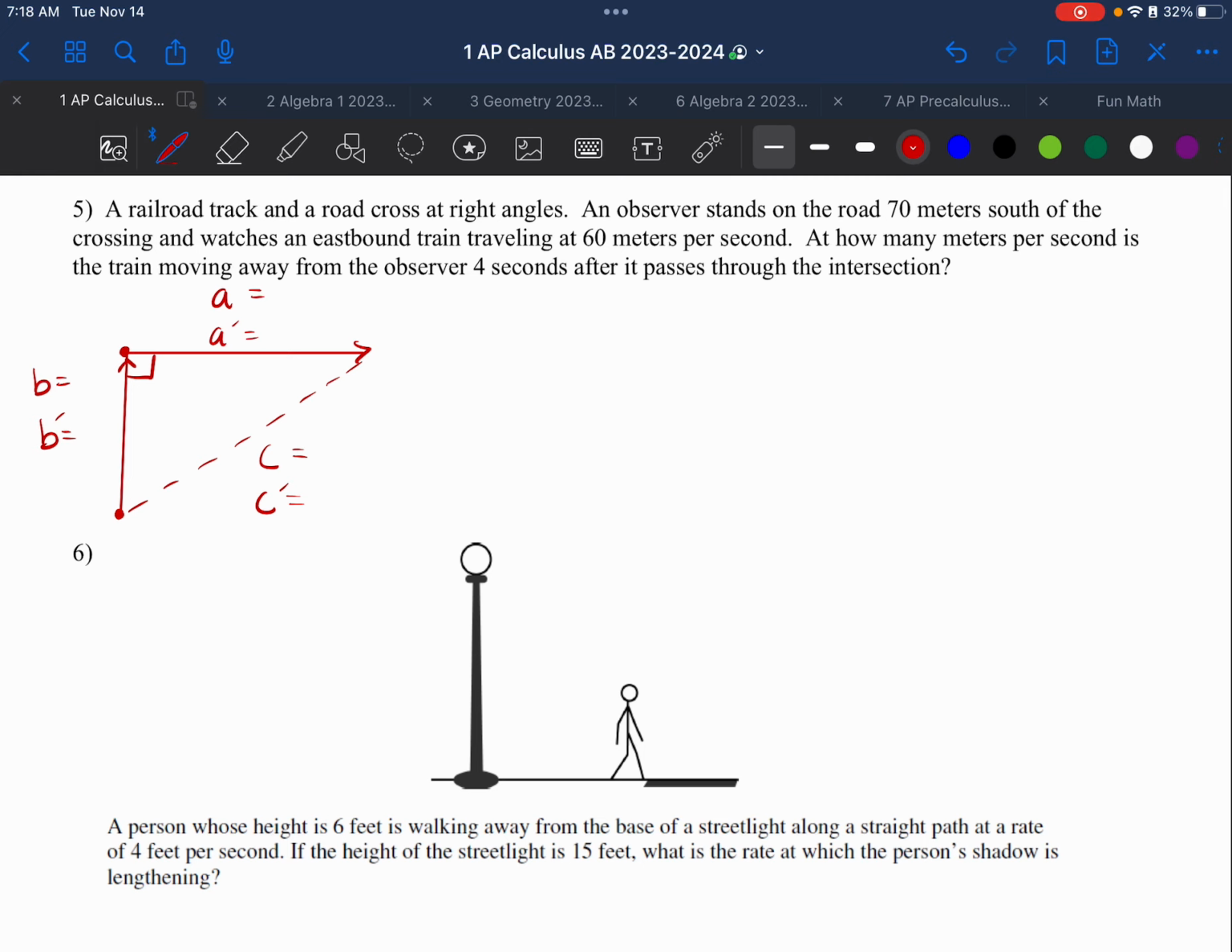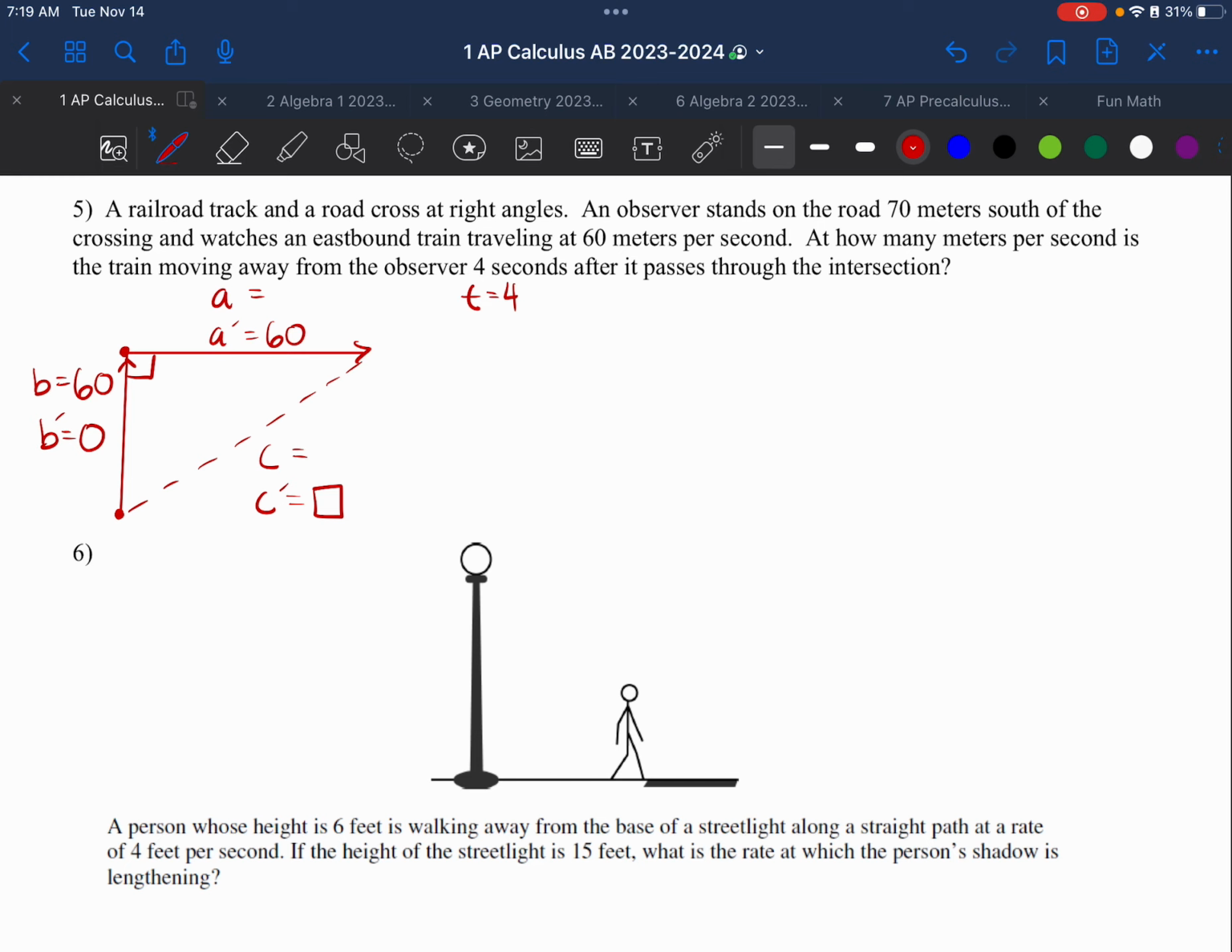So A prime we already said was 60, it's traveling away. B is 60 meters. I don't think the observer is moving, so I think our B prime here is 0. We're looking for how many meters per second the train is moving away. That's C prime, so that's what we're looking for. And that's 4 seconds. Okay, so we know that time here is equal to 4 seconds. And we seem to be missing some stuff. I need like an A or a C or something.